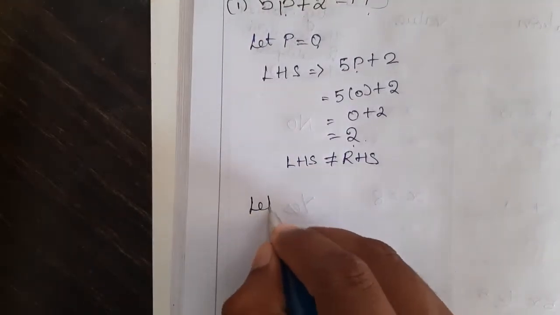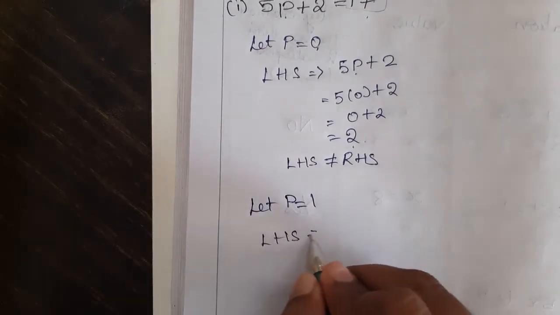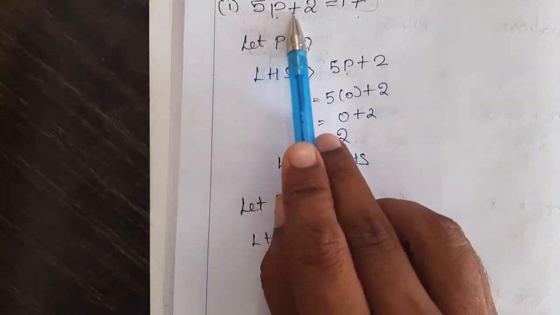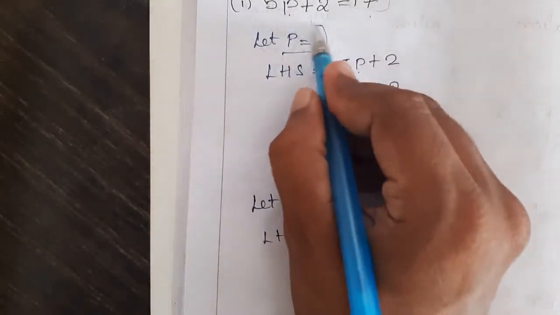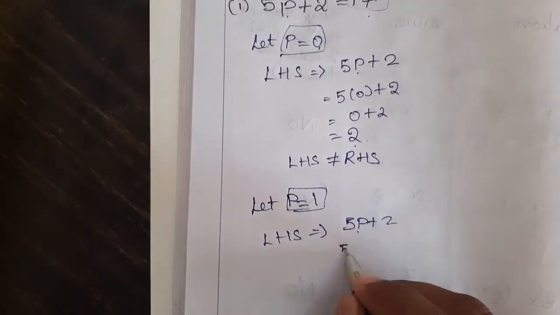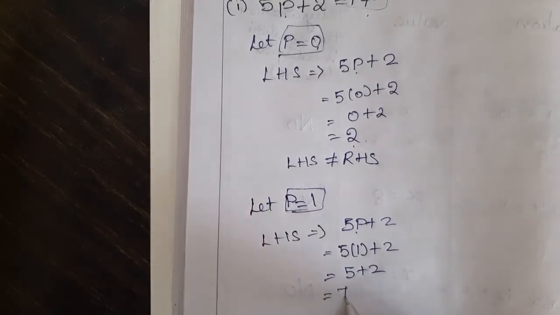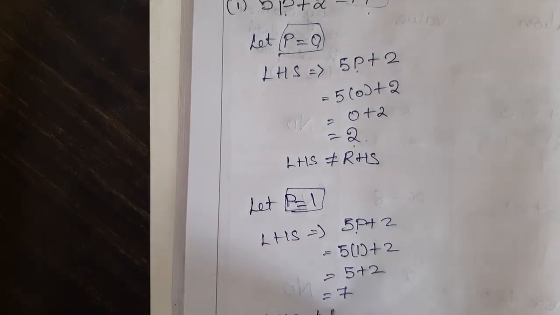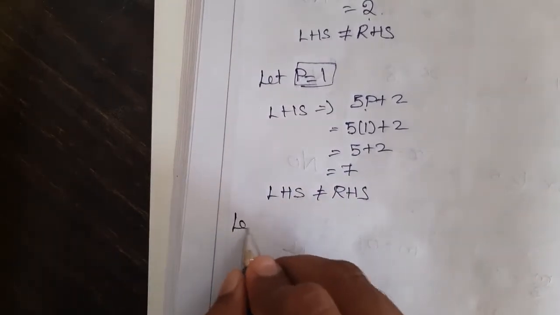Let me try with 1. So let p is equal to 1. So what is in LHS? LHS there is 5p plus 2, right? That is what is given here. 5p plus 2. So instead of p, I am going to substitute 1. Previously I substituted 0, now I am going to substitute 1. 5 into 1 plus 2. Right? So 5 into 1 is 5. 5 plus 2 is 7. Are the LHS and RHS equal? No. LHS is not equal to RHS. Right? So let me try with 2.